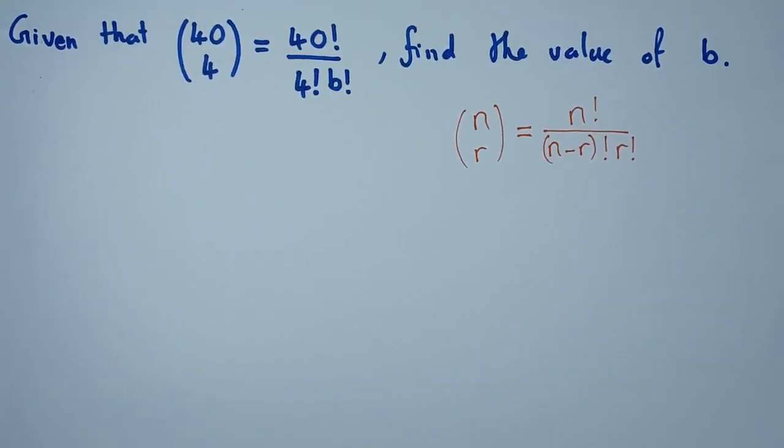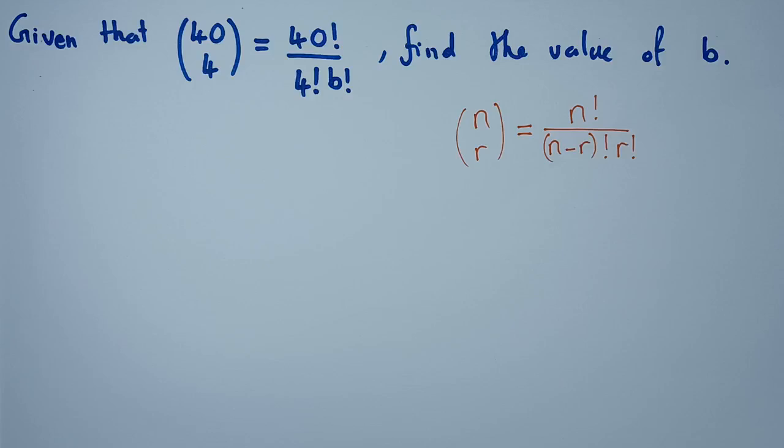Okay, so let's go through these 9 questions, and we're going to start with question 1, of course. Let's see how we can break it down. Question 1 reads: given that 40 combined 4 is equal to 40 factorial divided by 4 factorial times b factorial, we're supposed to find the value of b.